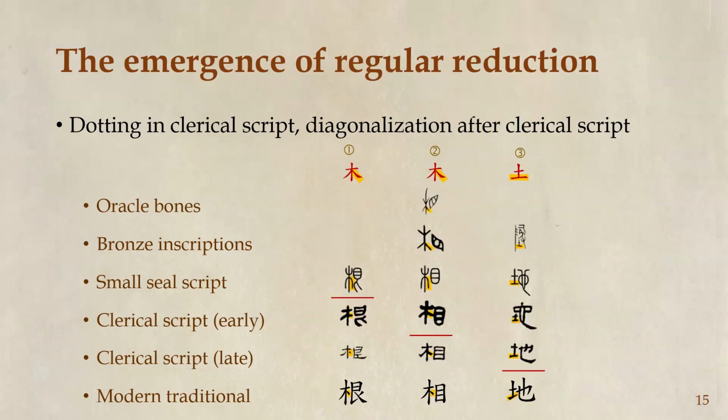Regular reduction appeared even later, or overlapped a little bit, but a little bit later. So dotting was sometimes seen in clerical script. If you look in columns 1 and 2, some characters show it and some characters don't. And the diagonalization in column 3 only appears when you get to modern traditional characters. It must have happened after clerical script at some point.